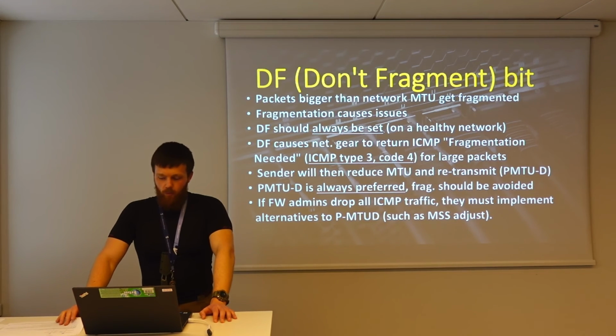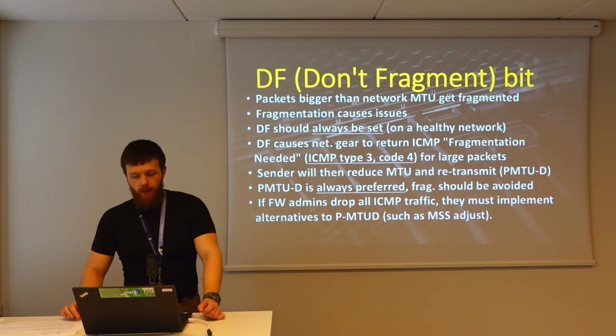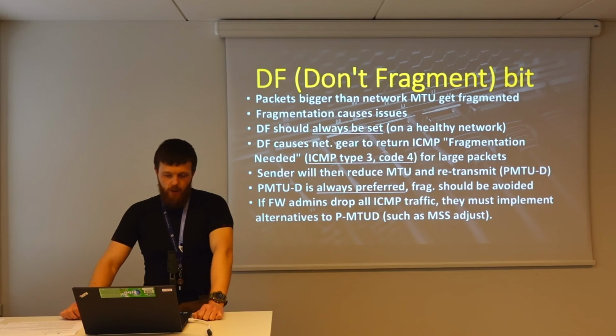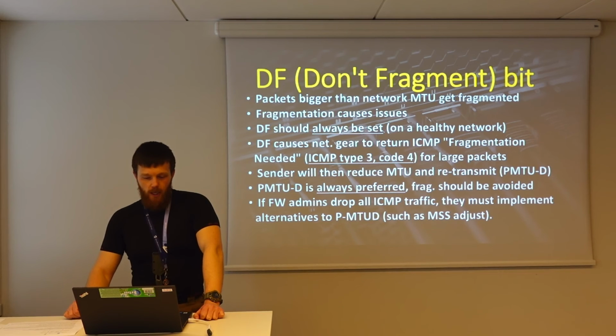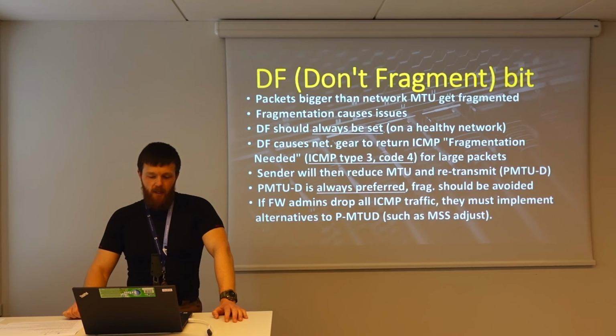So if firewall admins block all kinds of ICMP traffic, which they sometimes do, and don't implement any alternative way of discovering or fixing MTU, the network will be effectively broken and you will have intermittent issues, and it will be very bad. So there are alternatives to this. In our infrastructure, I was told that we are blocking all kinds of ICMP traffic, but instead we are implementing MSS adjust, which is another way to deal with MTU and big packets.